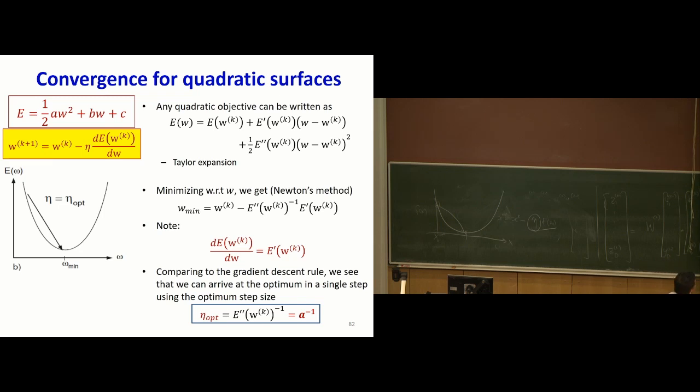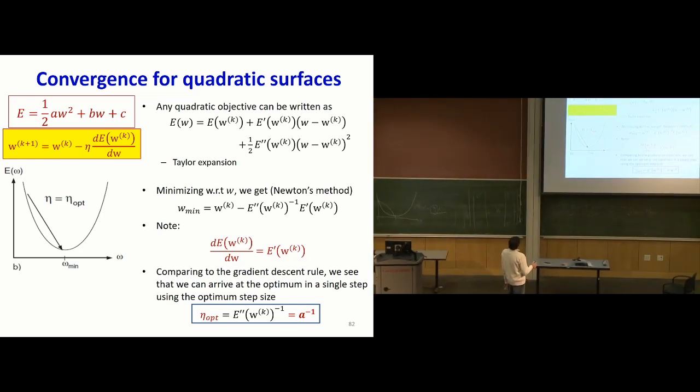Let's look at this. So let's say I'm at some current value wk. I can rewrite this function using Taylor series expansions in this form, which is the value of the function at the current estimate, plus the derivative at the current estimate times w minus wk, plus half times the double derivative at the current estimate times w minus wk whole squared. These two functions are identical. Regardless of what the value of wk is, these two are going to be the same, right? And now, let's use this Taylor expansion and see where the minimum actually lies.